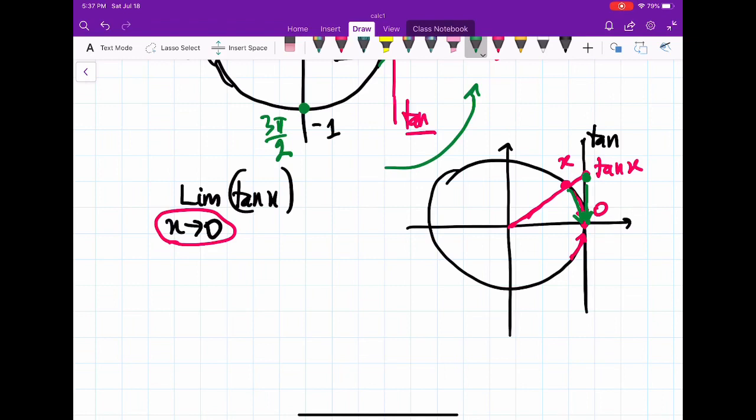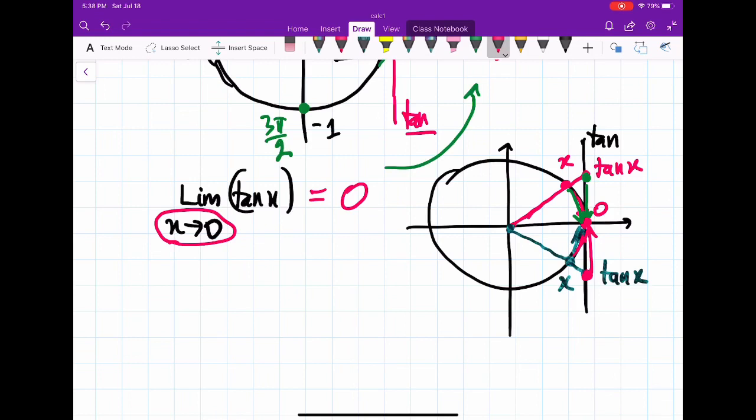And if you want to consider the left limit, you do almost the same thing. This is your x, you connect with the origin, this intersects with the tangent axis at some point, and that is the tangent value when x is less than 0, right? And when x approaches 0 on the unit circle, your point right here also approaches 0. So that means the left limit and the right limit are equal. And the tangent is equal to 0 when x equals 0.